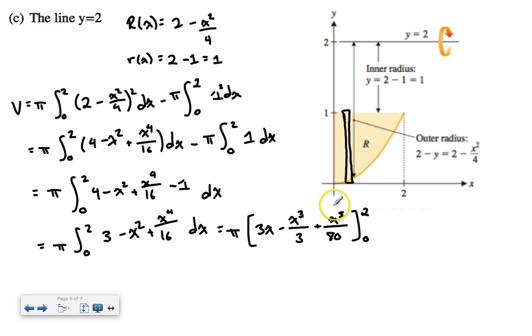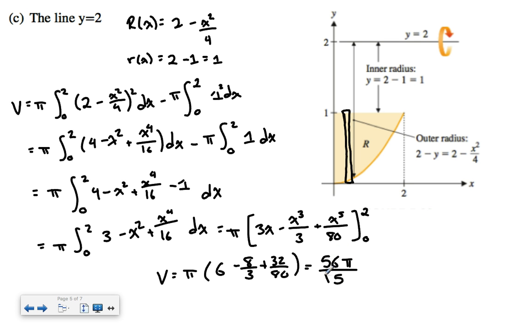Since 0 is my lower limit, I don't need to actually evaluate it, so the volume is really just going to be pi times, when I evaluate 2 in, 6 minus 8/3 plus 32 over 80. And when you simplify that all out and combine all of your fractions, what you're going to get for a volume is 56 pi over 15.